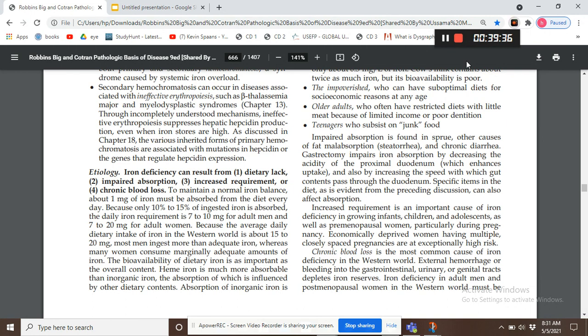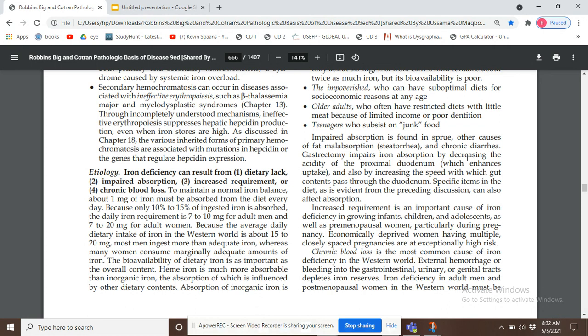So I have told you that iron deficiency anemia can be due to the dietary lack of iron. So if a person is taking less iron in the diet, or there can be impaired absorption. Impaired absorption is found in sprue, other causes of fat malabsorption, steatorrhea, and chronic diarrhea. So in chronic diarrhea and fat malabsorption syndrome, there will be less absorption of iron from the GIT. There will be a large amount of loss of iron in the stools.